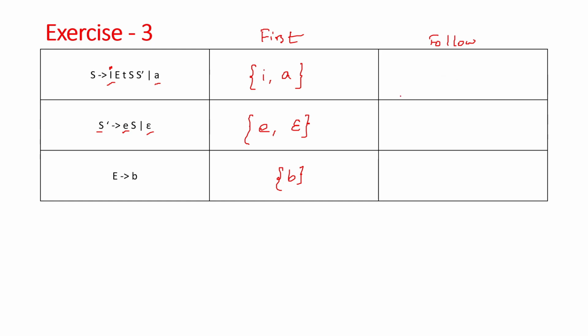Okay, now follow. In case of follow, what I have here is S. How many times has S come inside? Here, S has a follow, which is S prime, which is a non-terminal. Now what we know in this case, if it is a non-terminal, we have to find the first of that non-terminal. We have already found out the first. So we're going to replace S prime with, let me write the whole thing, E, I, E, T, S, S prime.